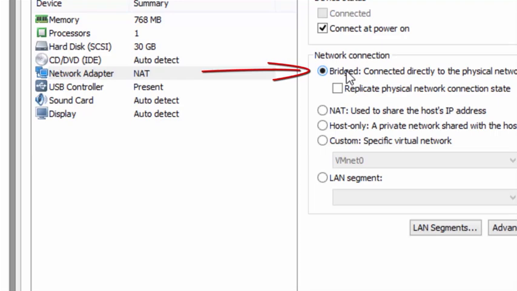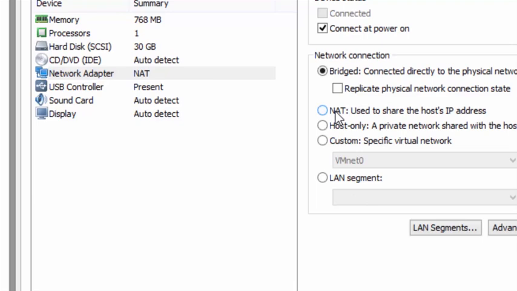So just keep in mind, bridge is like if you are in the network with your own IP. NAT is you are behind a gateway, and host only, you have no connection to other computers in the network. With that being said, we have many other options, but that's the most important one.